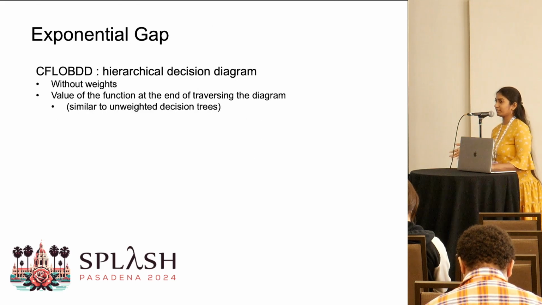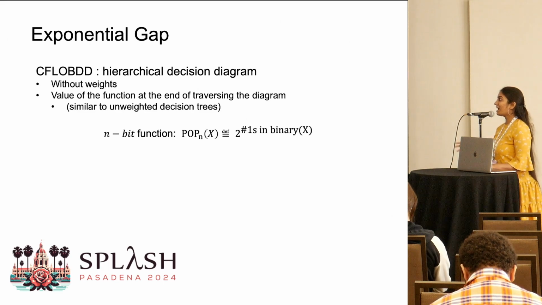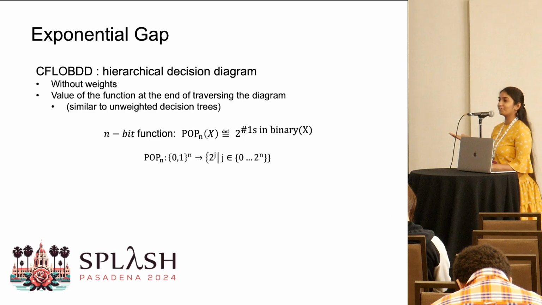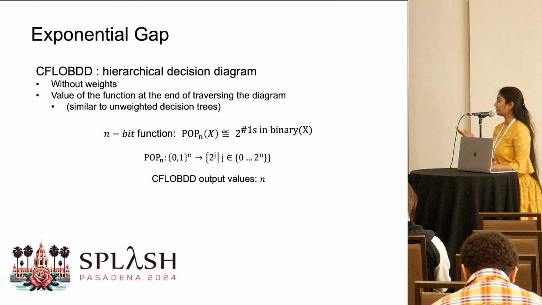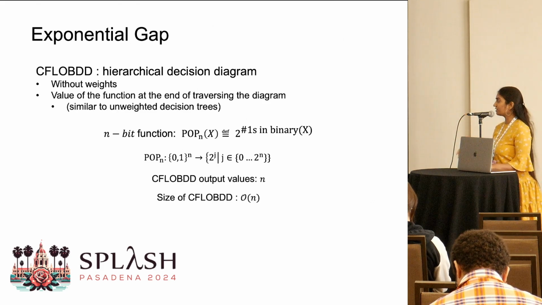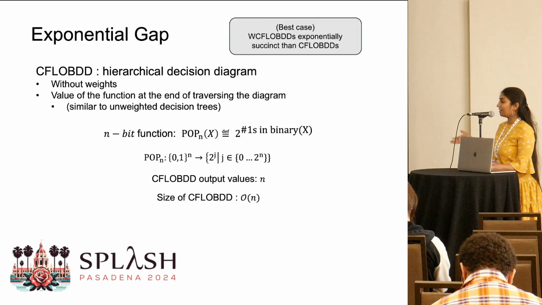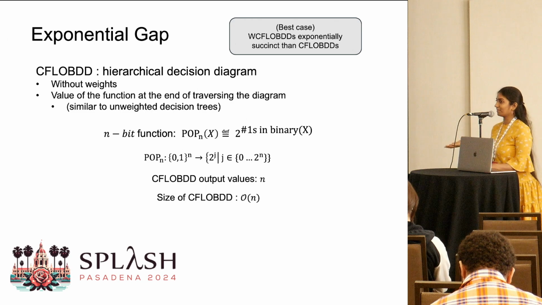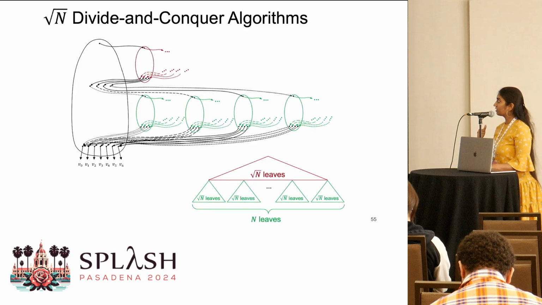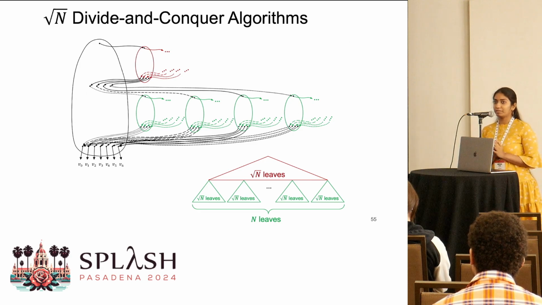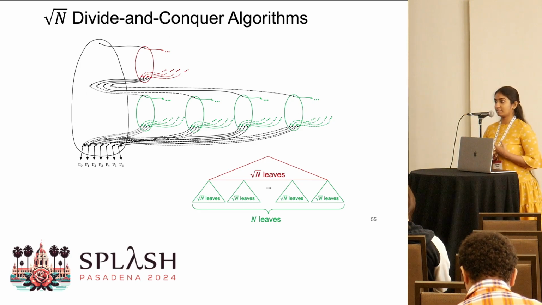What about CFLOBDDs? They're also hierarchical, but as we have discussed, they do not have weights along the structure. They only have weights at the leaves. If you have this function, which has a range of n different values, 2 power 0 to 2 power 2 power n, you have n output values, and therefore the size of the structure is at least O of n. Weighted CFLOBDDs were O of log n, so they're exponentially more succinct than CFLOBDDs as well. So we have seen how weighted CFLOBDDs are better than weighted BDDs and CFLOBDDs.